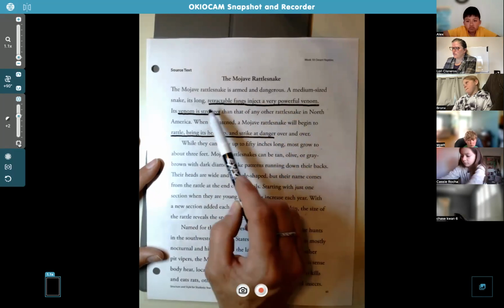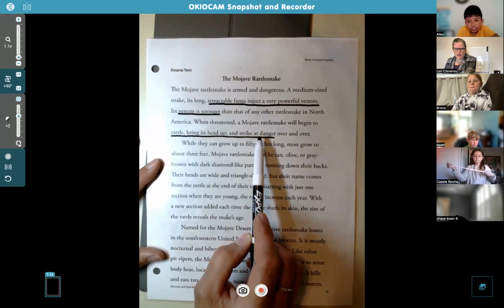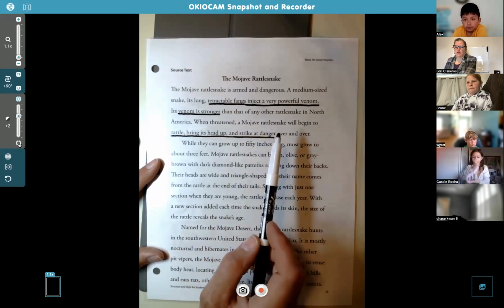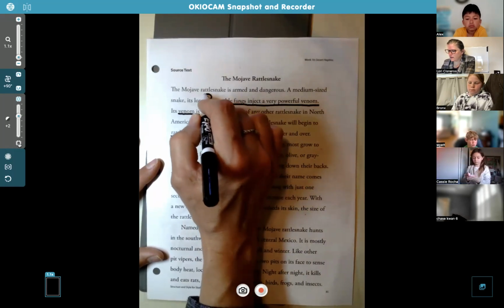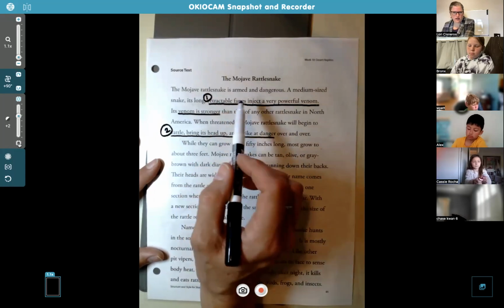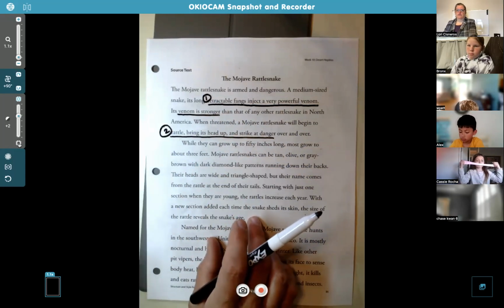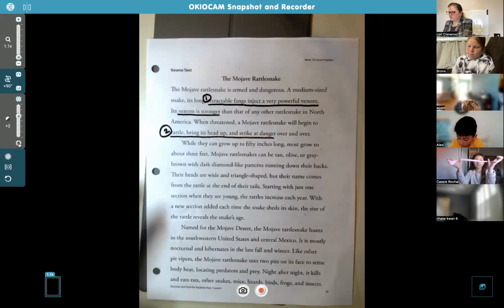We can include those facts together. And then right here, rattling, bring its head up and strike at danger. That would be a second fact. So let's go ahead and number these. Let's put a 1 here and a 2 here, and we can combine these two into the same fact, or into the same number on our outline.